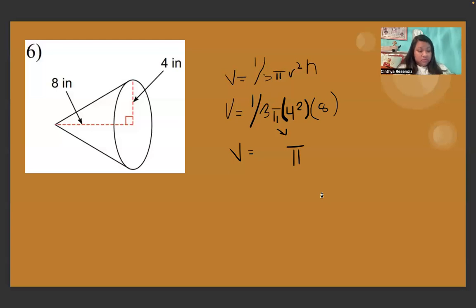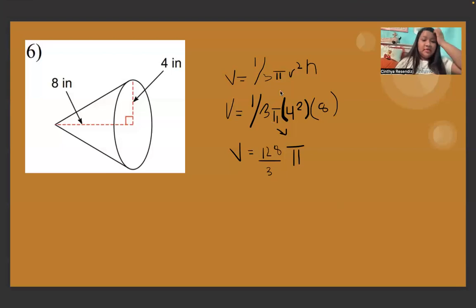So let's do this one. 1/3 times pi, 4 squared times 8. So we get 128 over 3 pi. Okay.